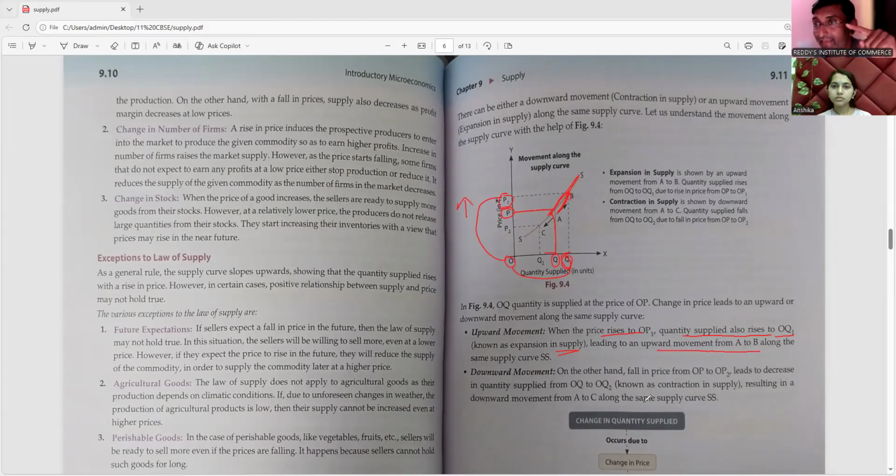But in which case does it go to the downward side?